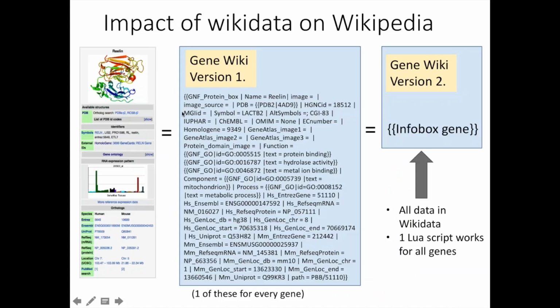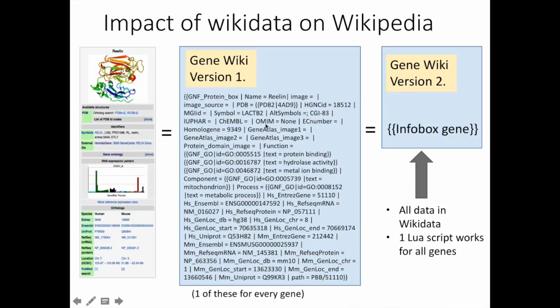So here's an example of what this looked like in Wikitext before we had Wikidata. This is exactly what it was in version 1 of the GeneWiki project. So all of this information had to be represented. You see all the data is stored in there. So there's the gene ontology ID and there's the chromosome number and so forth.